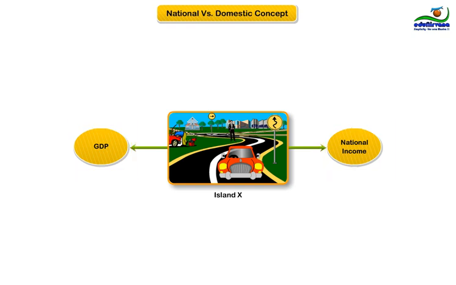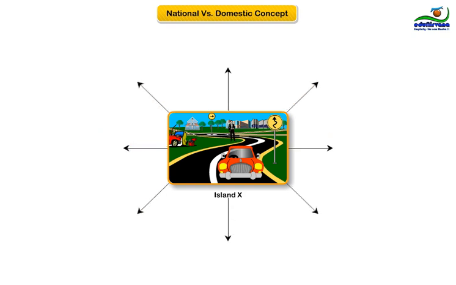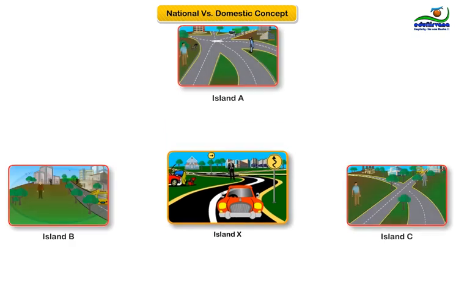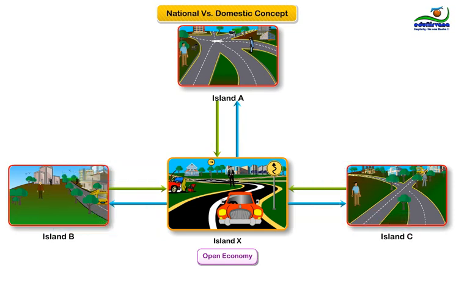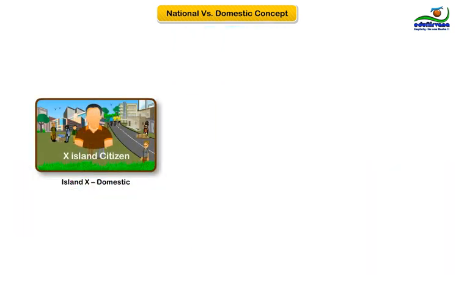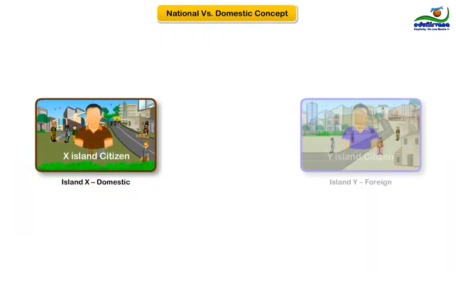The concept of national versus domestic arises because the economy is not closed, in the sense that it has transactions with the rest of the world in the form of direct and institutional investment, factor income, etc. Let's take an example of just two islands for simplification, Island X for domestic and Island Y for foreign.